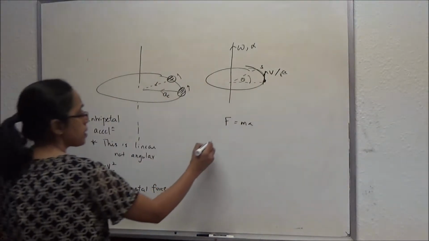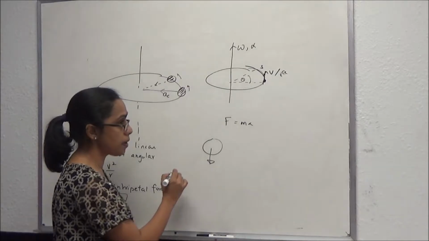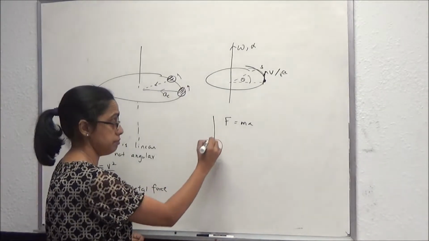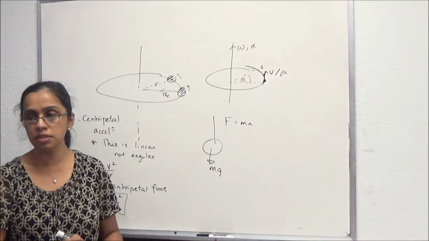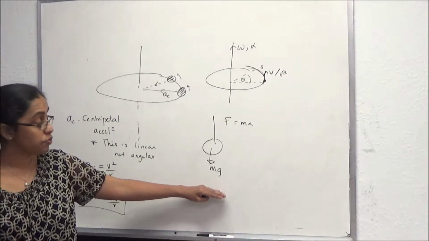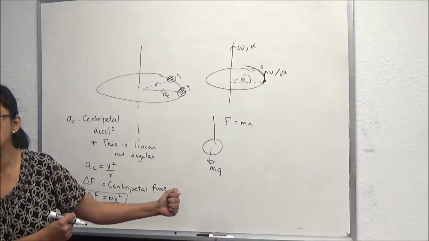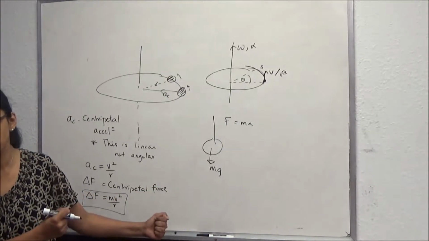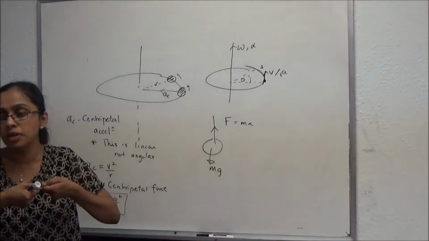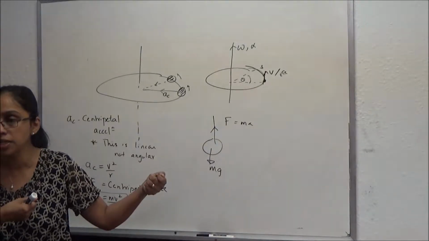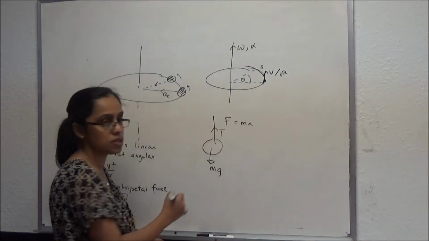Now, let's take a particle. Suppose you have a certain particle which is being hung. What are the forces acting on this? Gravity. When it is being pulled by gravity, what do you call it? The weight. So weight is acting on it, and it is being pulled up by the string, causing a tension in the string. You understand? So these are the two forces.